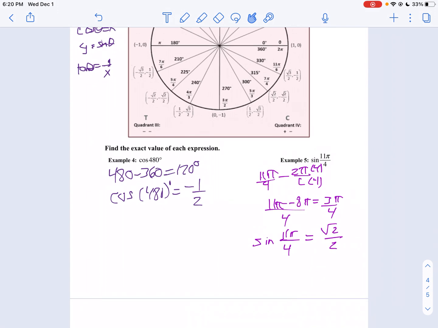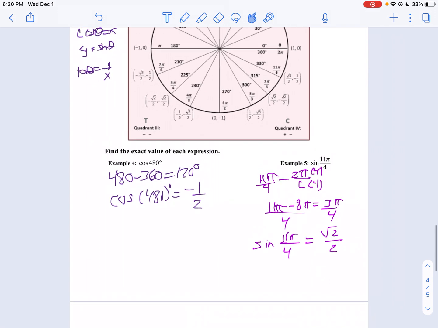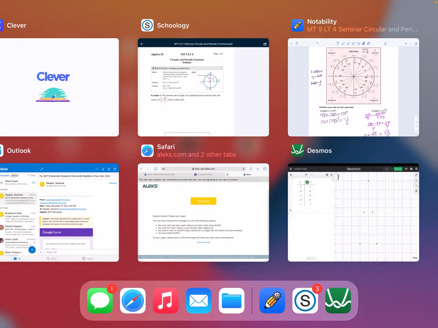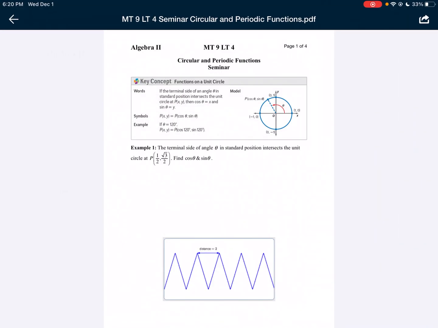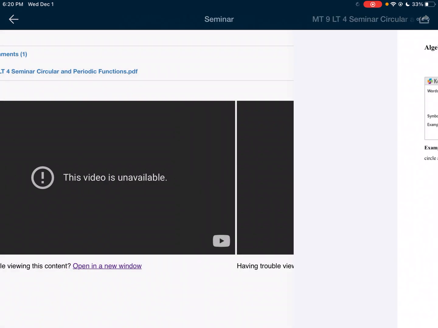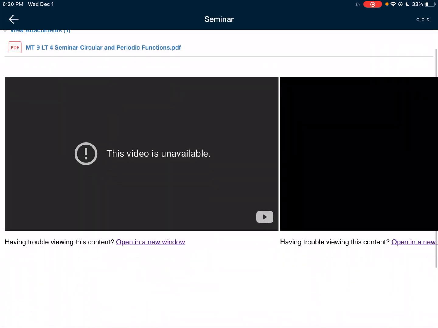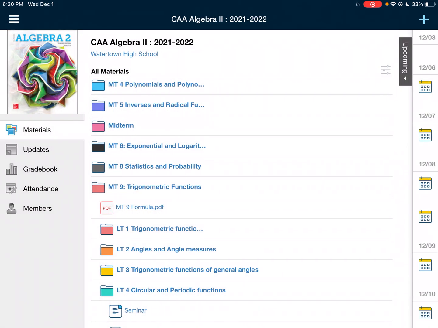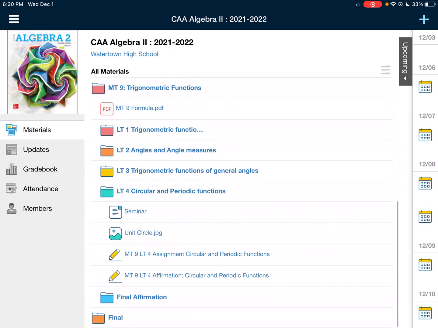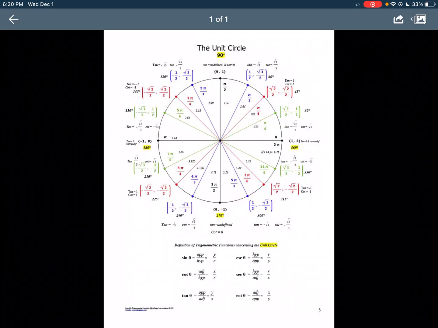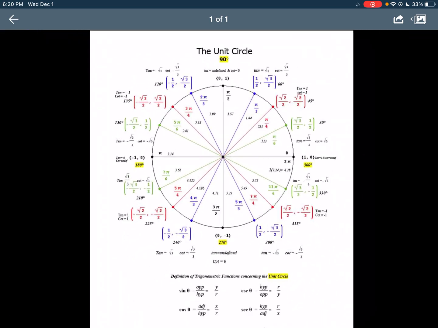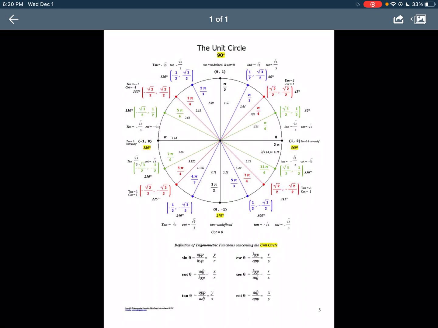Besides having the unit circle in your seminar sheet, I've also put the unit circle in Schoology for you. So if I go to Unit 9, Lesson 4, okay, notice you've got a unit circle right here. This one's a little bit bigger. It's in color, so maybe you want to have that one and print it, or just use the one off your study guide. It really doesn't matter.